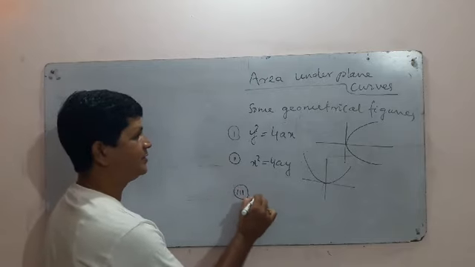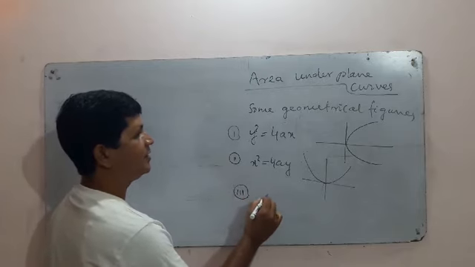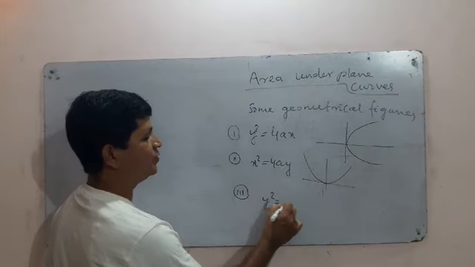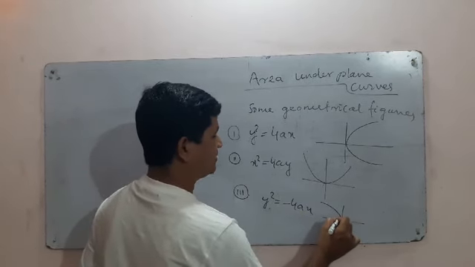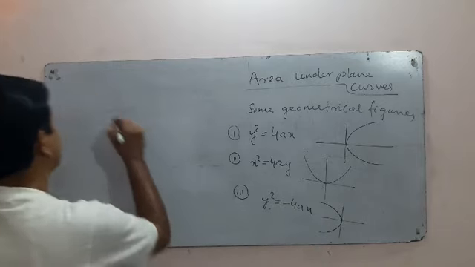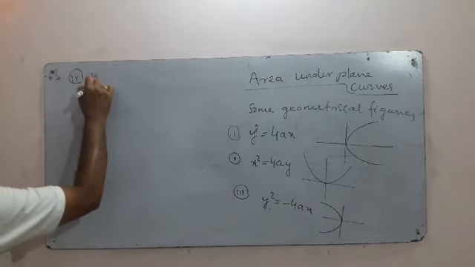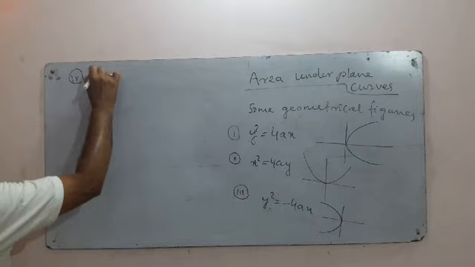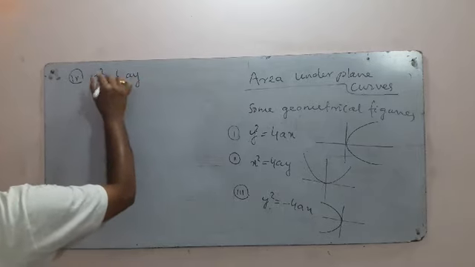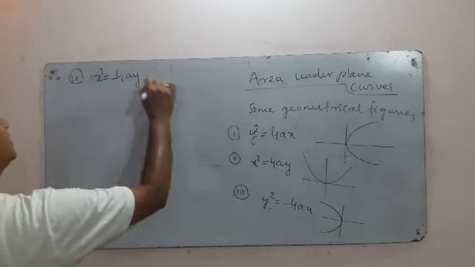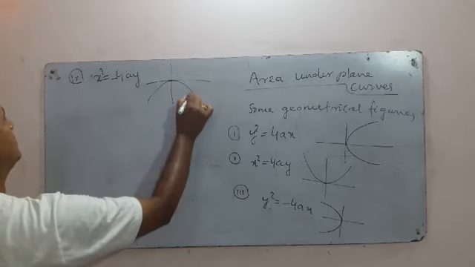Third, y square is equal to minus 4x. It comes to the left side. Fourth, x square is equal to minus 4ay. It moves downward.